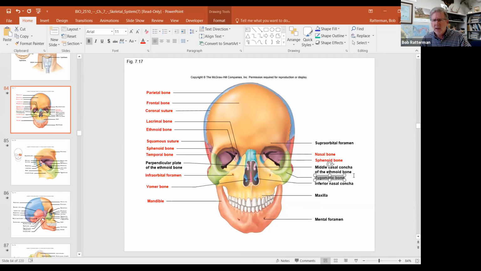Here's the ethmoid. We did talk about, or zygomatic, excuse me. We talked about that one. The inferior nasal conchae, I think we talked about that one. That's a standalone bone, while the superior and middle conchae are part of the ethmoid. And then the maxilla we did, and the mental foramen, we looked at that. We found that easily. So a lot of these structures we were looking for.